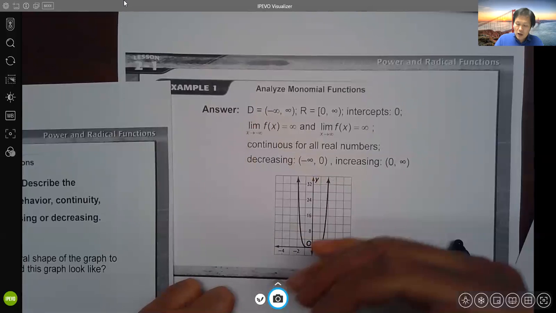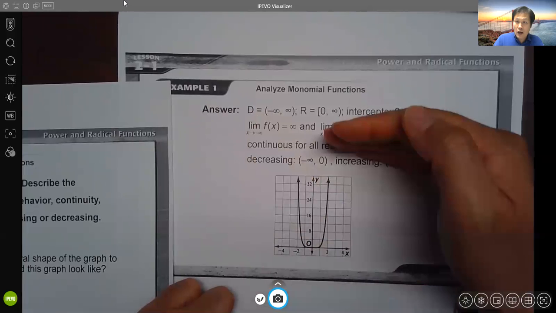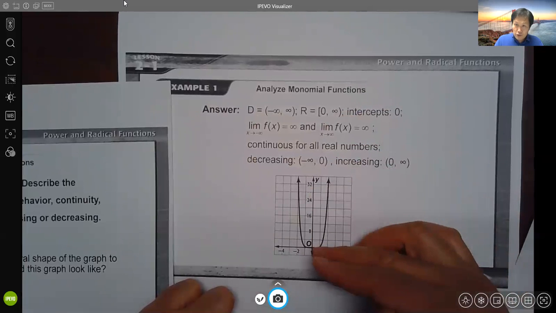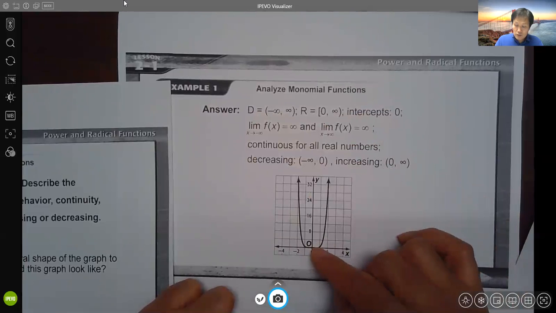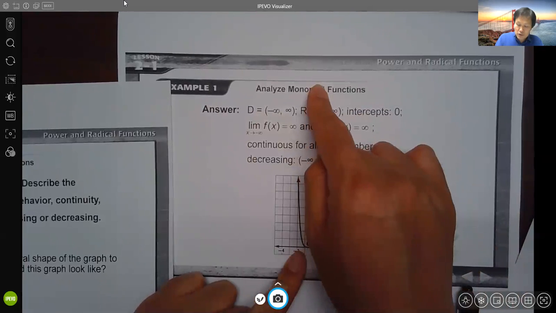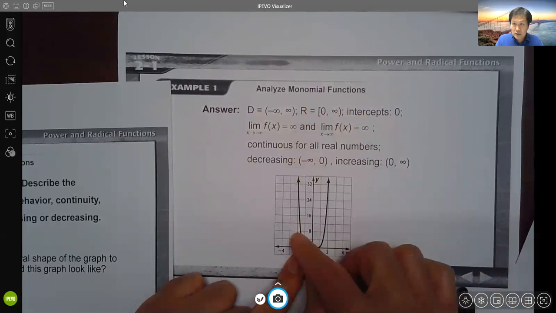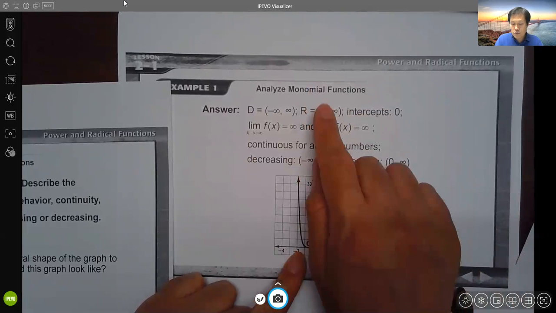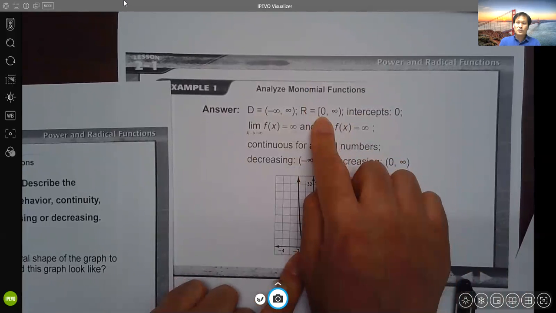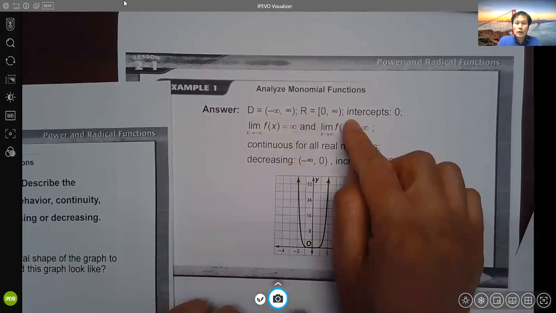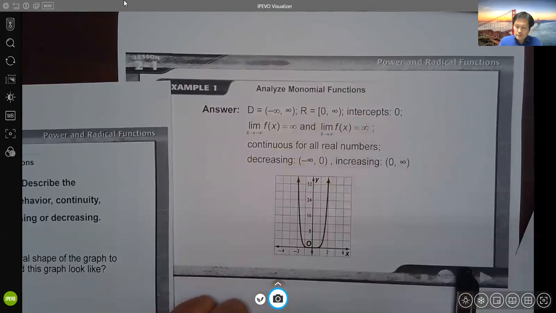Range means how low to how high. If you look at this sketch, the lowest you can reach is 0, and it goes up forever, which is 0 comma infinity. And at 0 we have a nice solid curve, so it should be a bracket because 0 is included. That's the range. Intercept: we have an x-intercept right here.